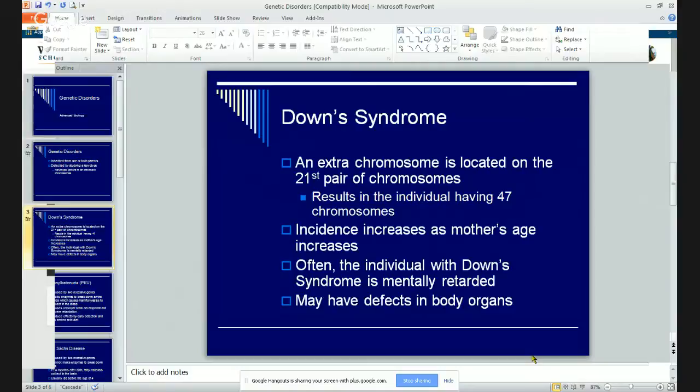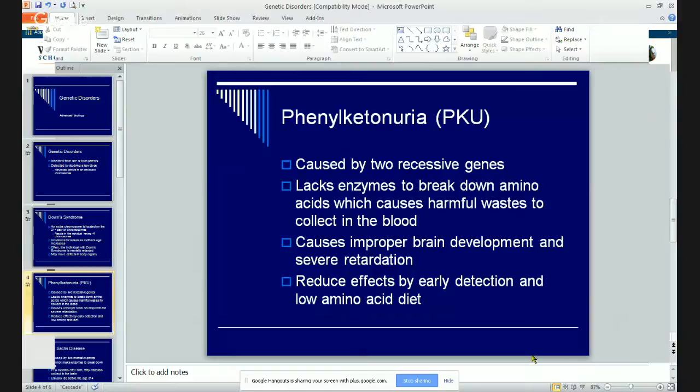Okay, your next one is maybe, there we go, phenylketonuria. And we generally shorten this down into PKU. I'm getting ahead of myself. Tay-Sachs is the next slide. Phenylketonuria, or PKU, is caused by two recessive genes. So the child must get this gene from both mom and from dad. That's the only way they're going to have this particular condition.